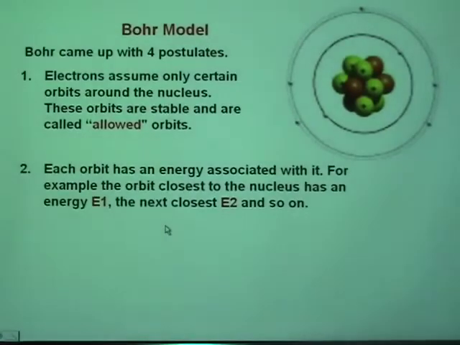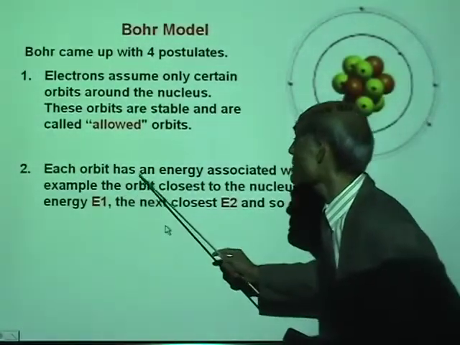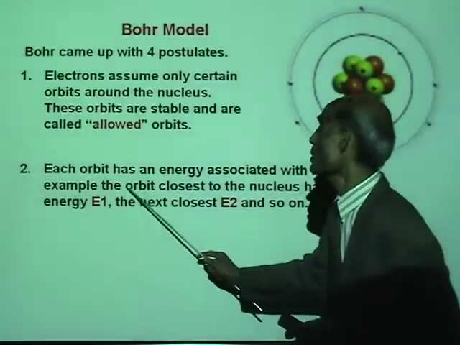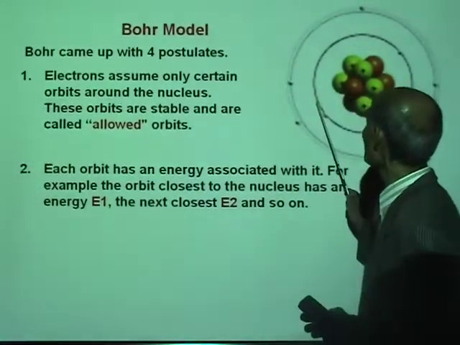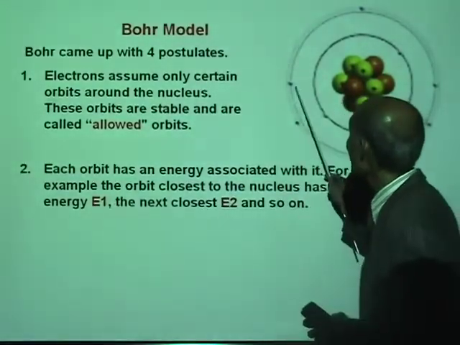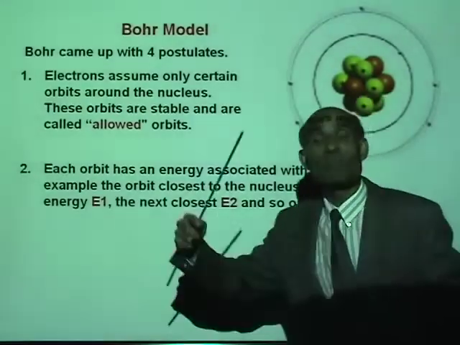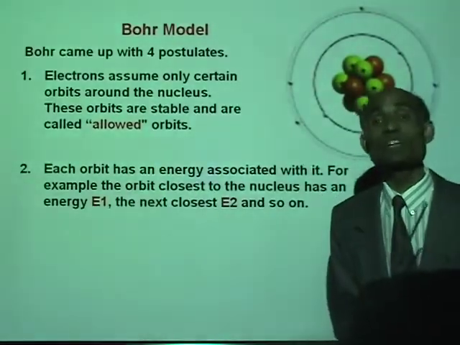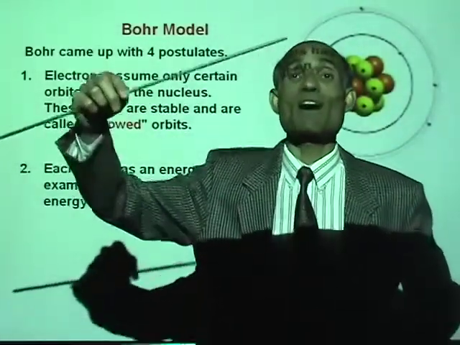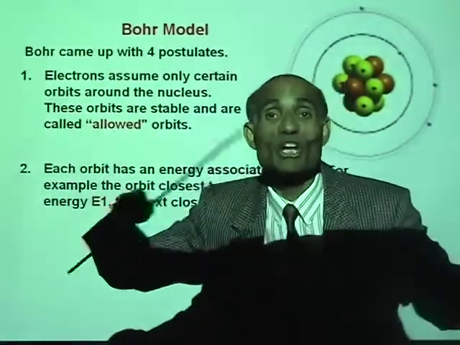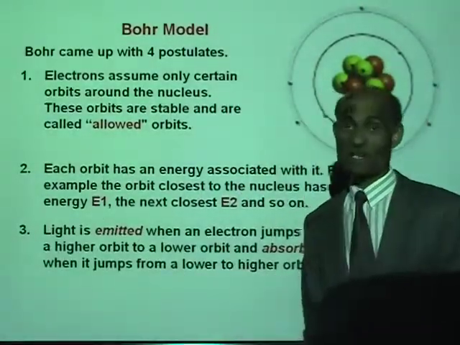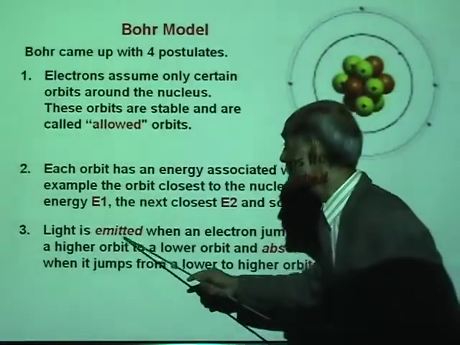The second postulate says each orbit has an energy associated with it. For example, the orbit closer to the nucleus has an energy E1, the next closest has an energy E2, and the next one has an energy E3, and so on, and only these orbits are allowed. Electrons cannot be anywhere else. And the third postulate said, very important one, light emitted.